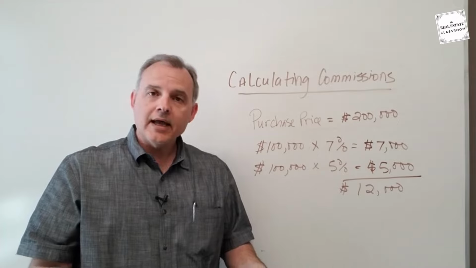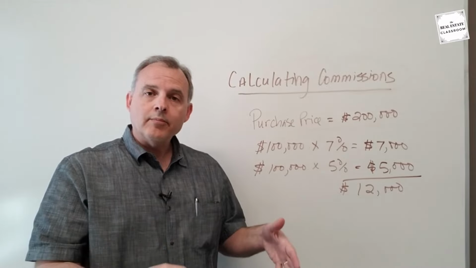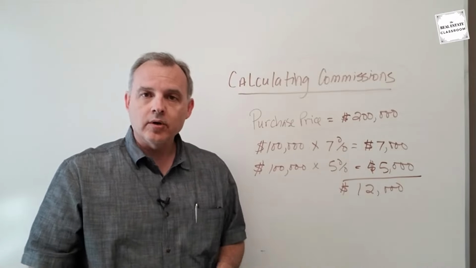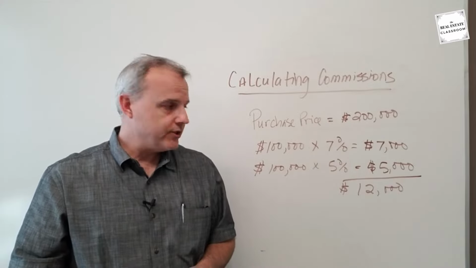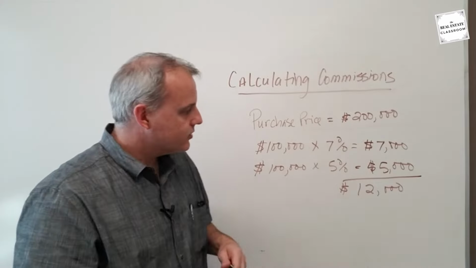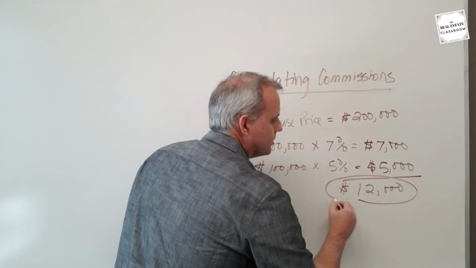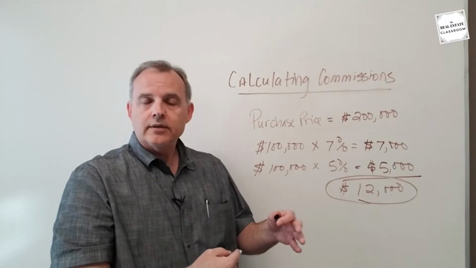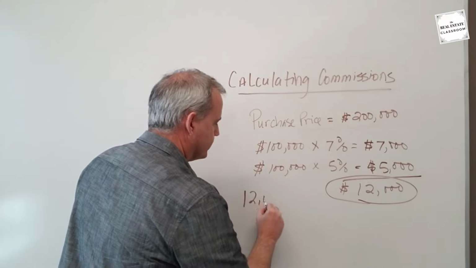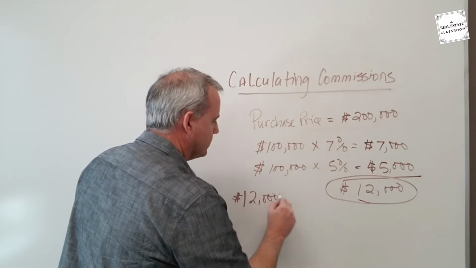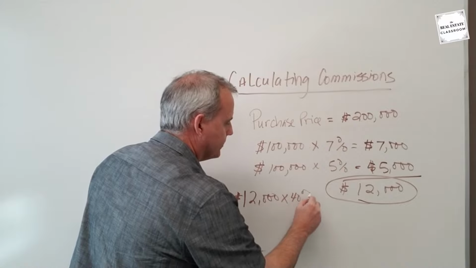But it goes on and asks, the cooperating broker or the buyer's broker is going to receive 40% of the total listing commission. The total listing commission is $12,000. So we know that the cooperating broker is going to get 40%.